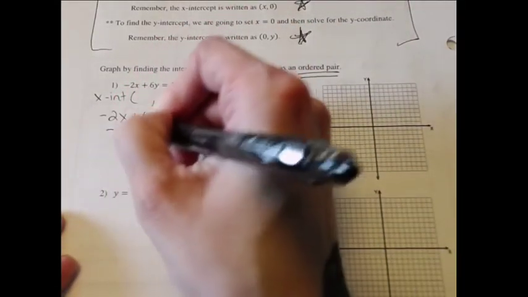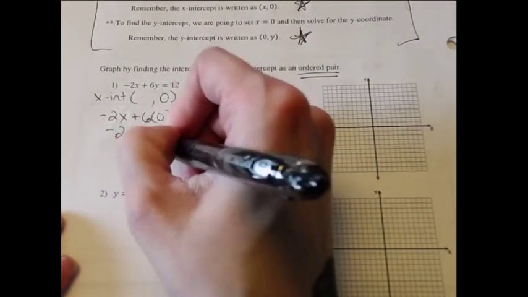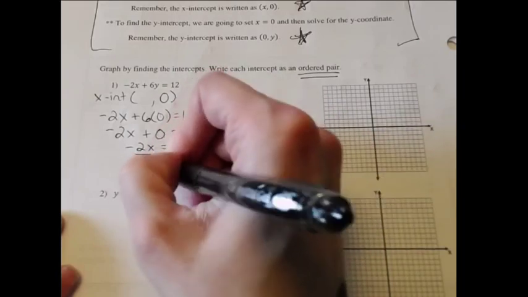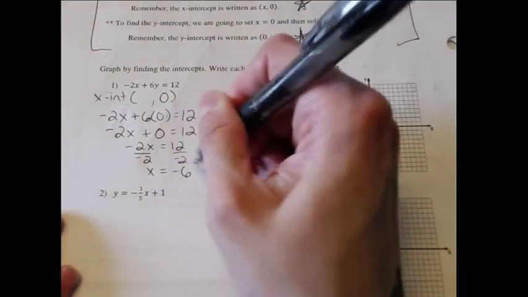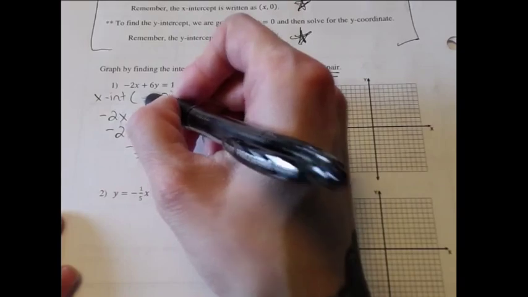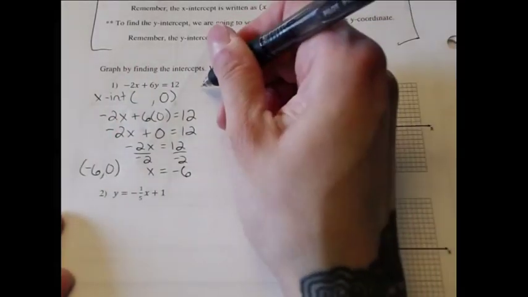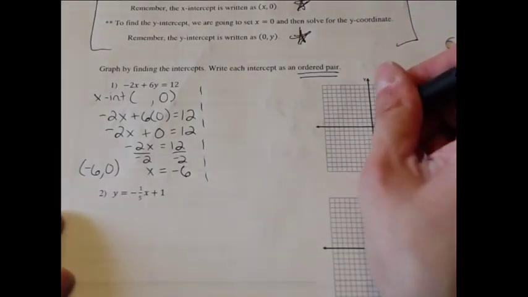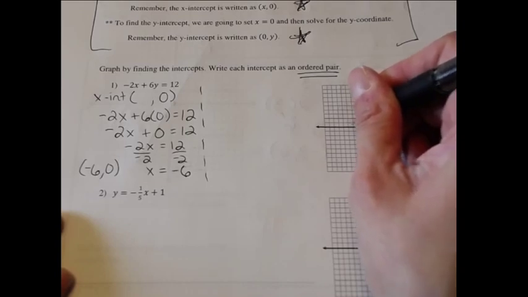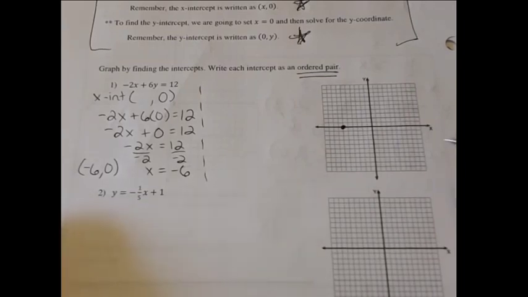We have negative 2x plus 0 is equal to 12. And we know negative 2x plus 0 is simply negative 2x. And then I divide both sides by negative 2. And I find that x is negative 6. So the cool thing is you can take this negative 6 and plug it right in here for my x-intercept. So I'm going to put on the side here that my x-intercept is negative 6, 0. So let's plot that point first. Negative 6, 0. Start in the center, go left 6 units. 1, 2, 3, 4, 5, 6. Sorry, the grid is so tiny. No big deal. It serves its purpose. So we've got negative 6, 0.